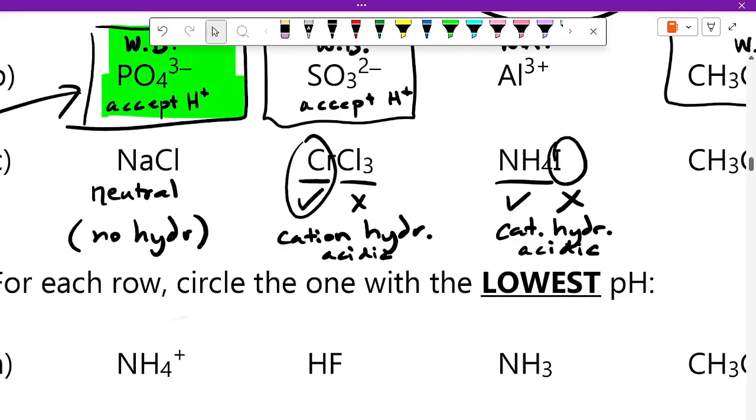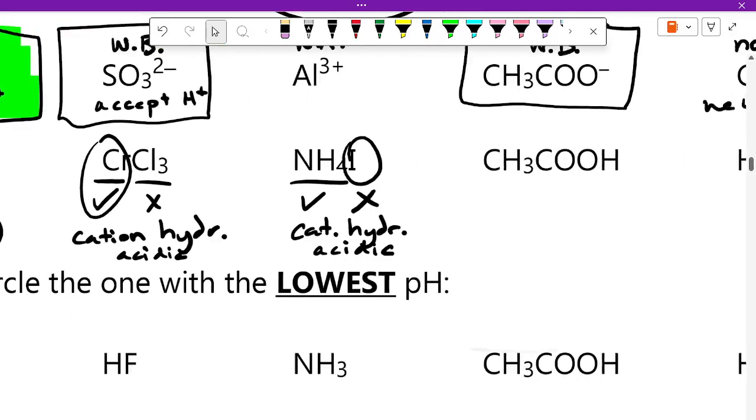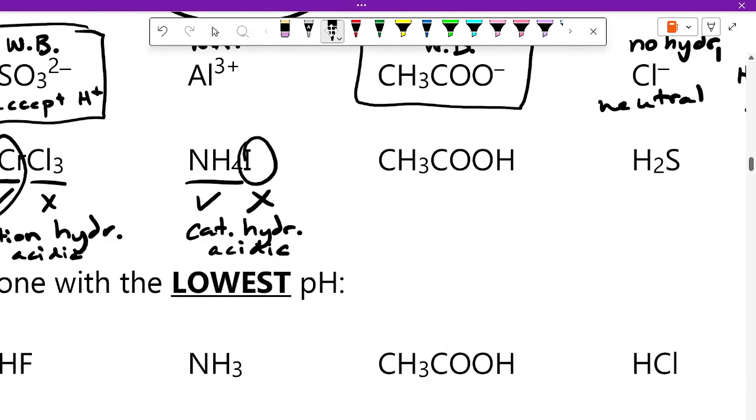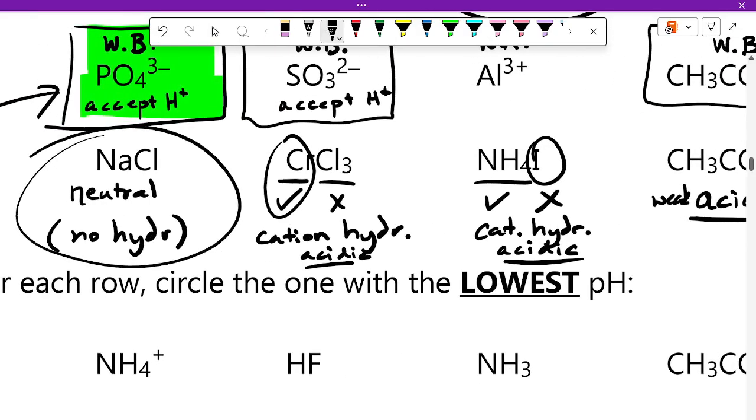So far, if it were only these three, we'd have to go with NaCl, yes? Because it would have the highest pH. The other two would be lower because they are acidic. Oh, what is CH3COOH? CH3COOH is... You guys are killing me. What is it? It's a weak acid, yeah. And H2S is a weak acid. So we got acid, acid, acid, acid, no hydrolysis. That's going to be your highest pH.